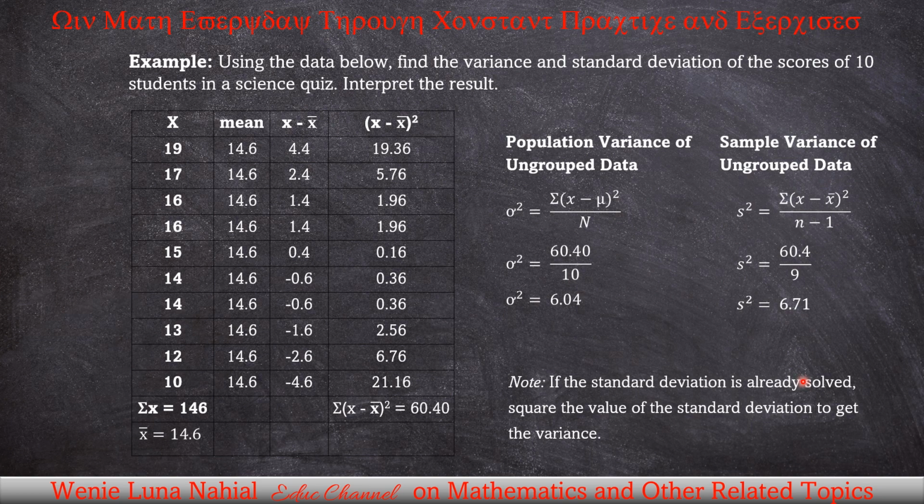Note, if the standard deviation is already solved, square the value of the standard deviation to get the variance. So for this one, if this is the variance, if you take the square root of 6.71, that is the standard deviation. So that is just the inverse of what this note is telling us about.